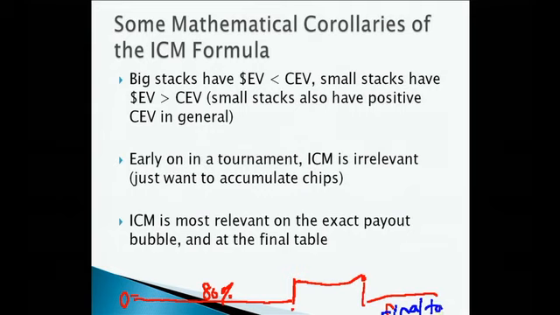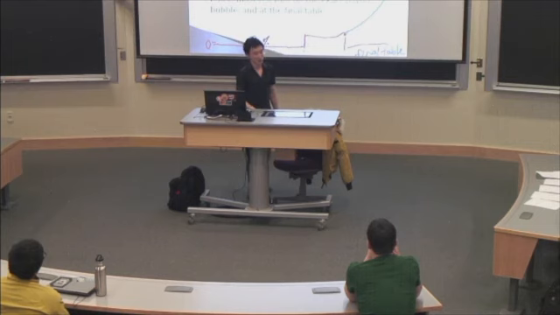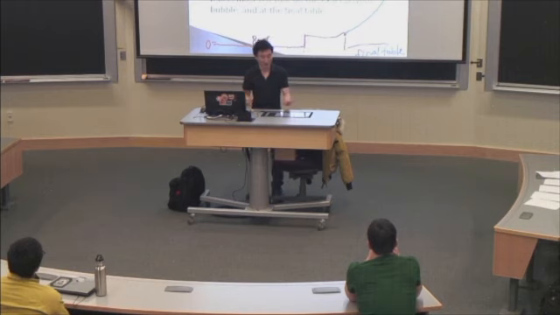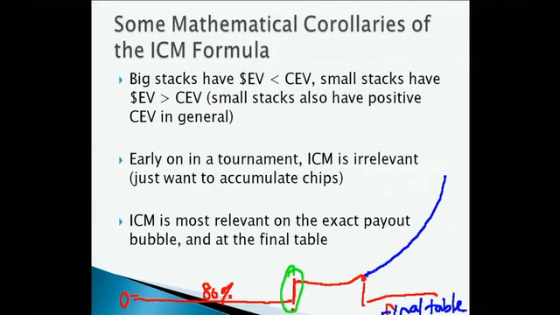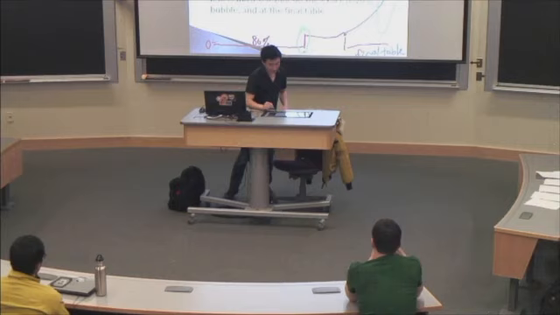Sorry, I accidentally switched color. Final table. And then it escalates really fast. So essentially, ICM is most relevant at the points where the derivative, or the rate of change, of the payout is highest. And those points, as you can see, are here and here. So it matters most at the exact money bubble and in the final table. Okay, let me clear this.